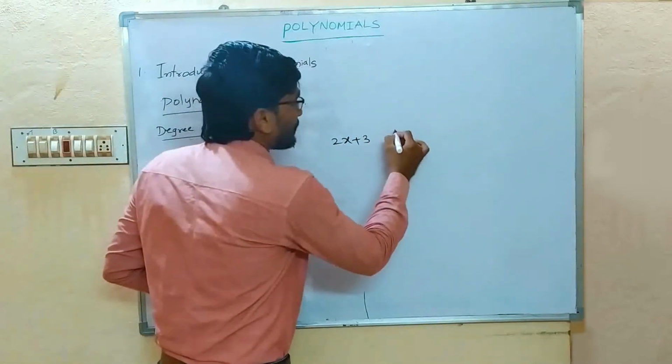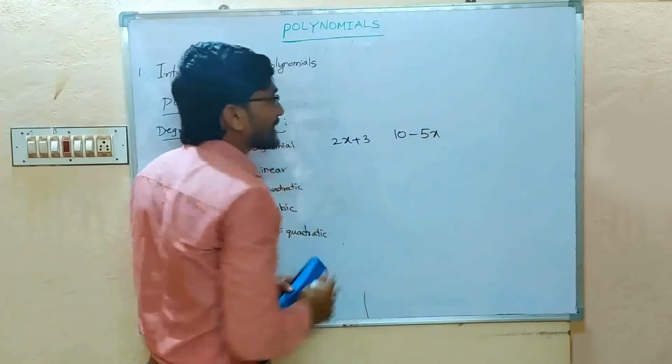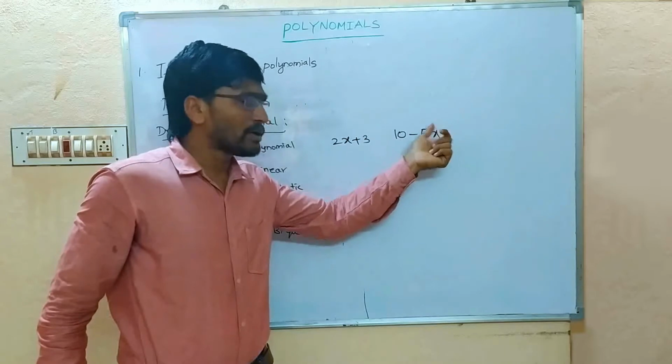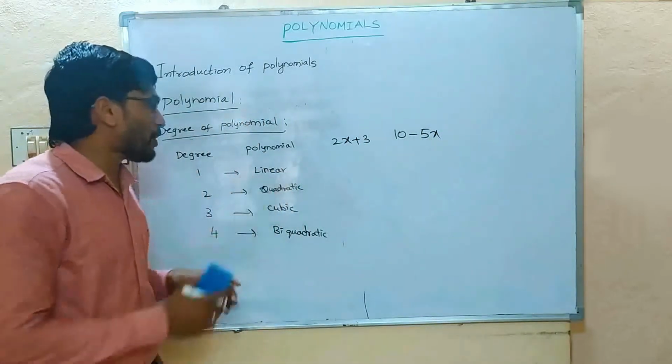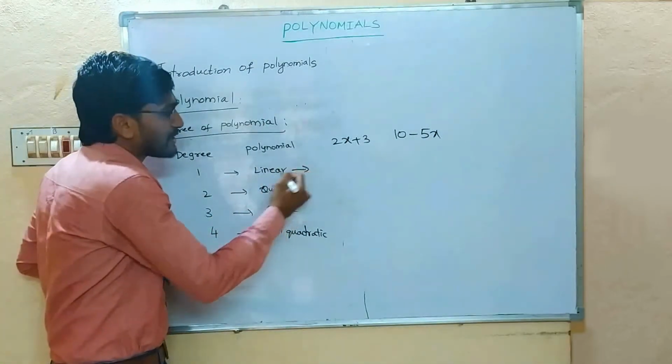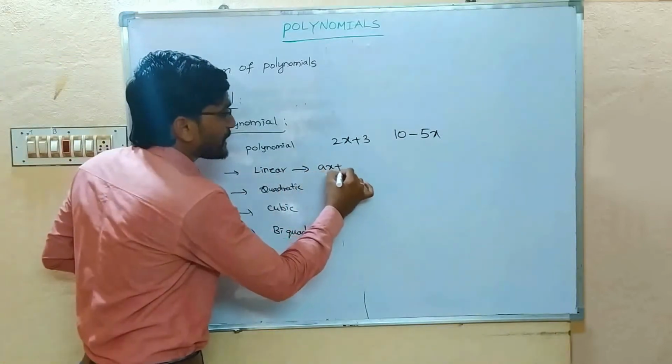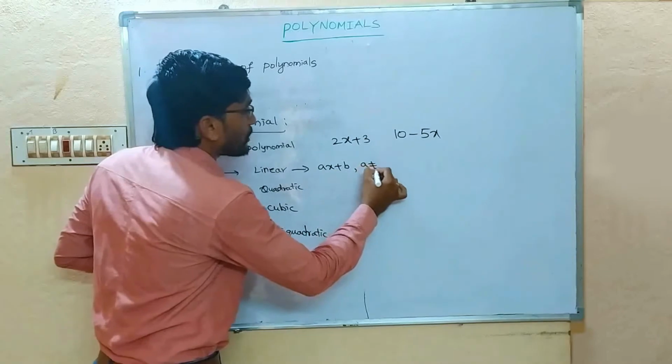Let's take another polynomial: 10 minus 5x. What is the degree of this polynomial? It is 1, so it is called a linear polynomial. Now we have to give the general form for this linear polynomial. It is ax plus b, where a is not equal to 0.